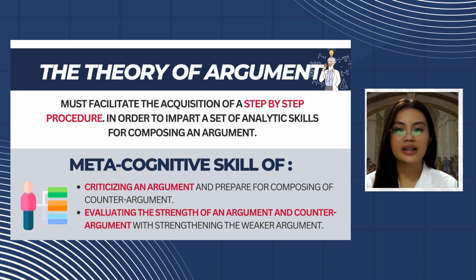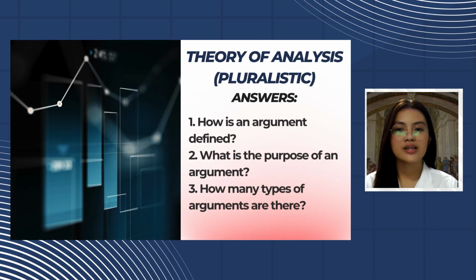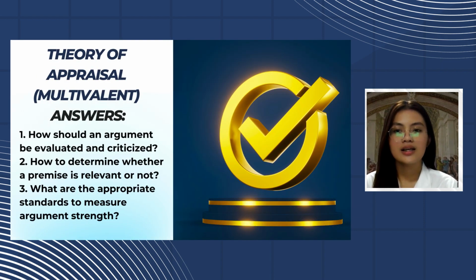So the theory of argument has two main components, the theory of analysis and theory of appraisal. For the theory of analysis, this answers the questions: how is an argument defined? What is the purpose of an argument? And how many types of arguments are there? While for theory of appraisal, this answers the questions: how should an argument be evaluated and criticized? And how to determine whether a premise is relevant or not? And what are the appropriate standards to measure the argument's strength?